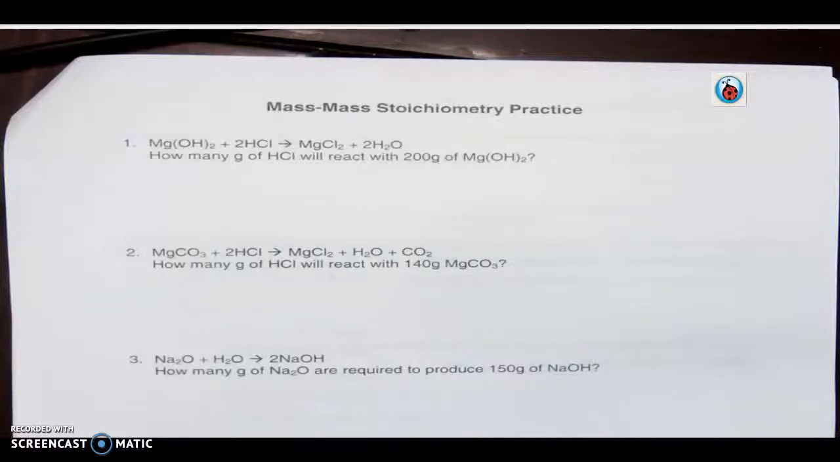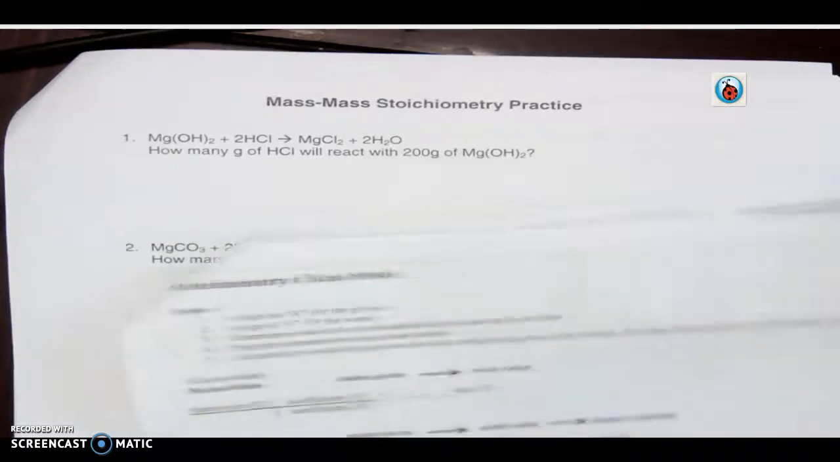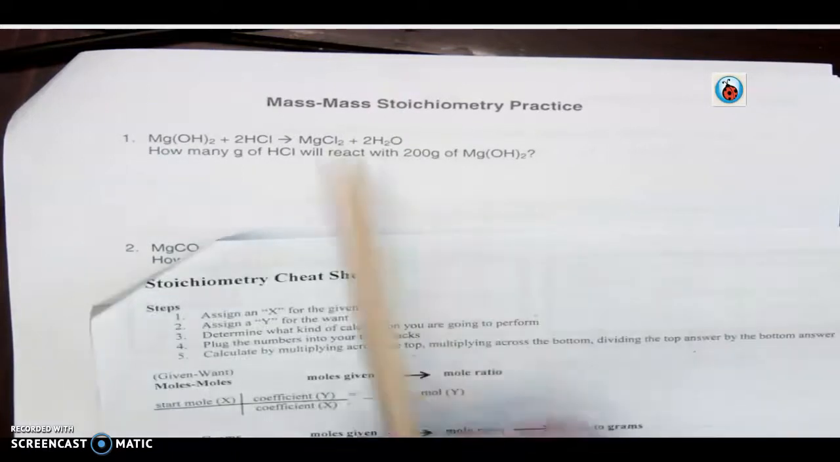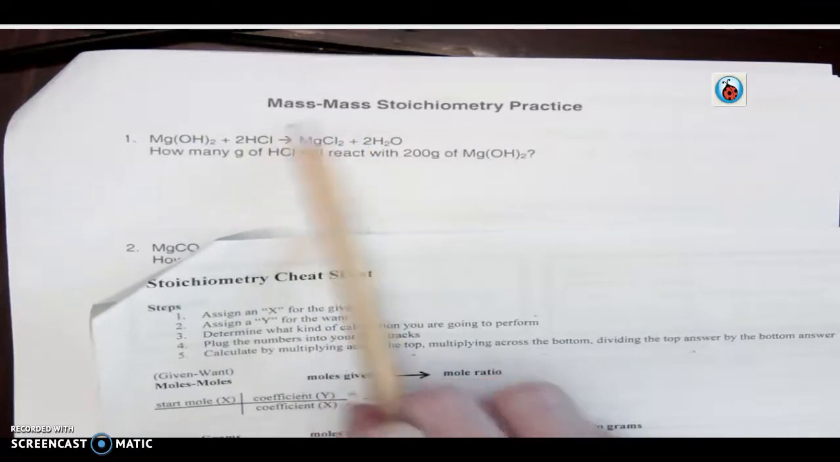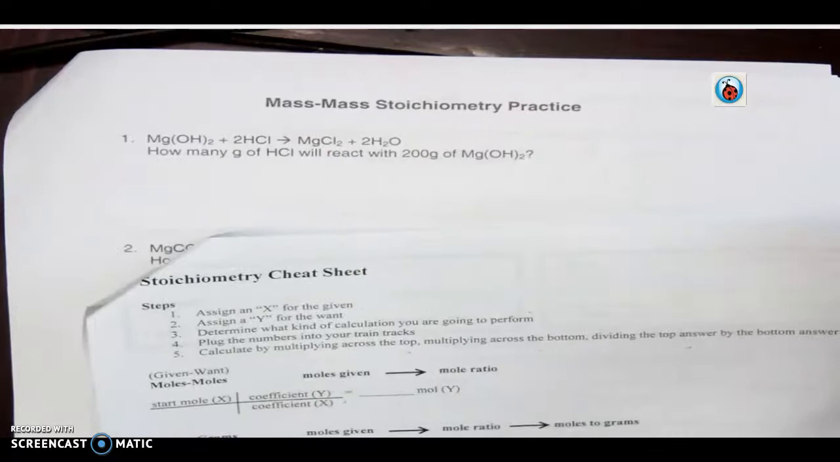Okay, let's look at some math stoichiometry problems now. Again, we're going to need our cheat sheet. Let's get that out. And we already know these are all mass to mass. What do we measure mass in? Grams. So grams to grams. That's what we have it set up on our cheat sheet.